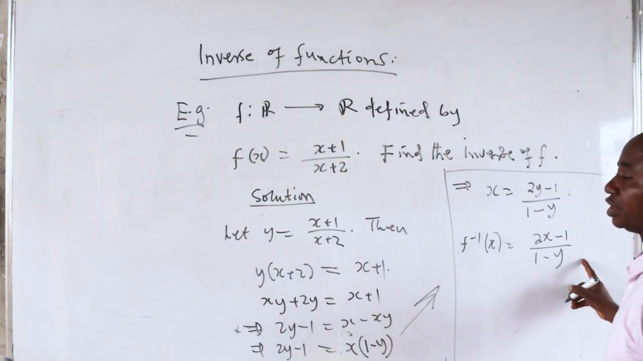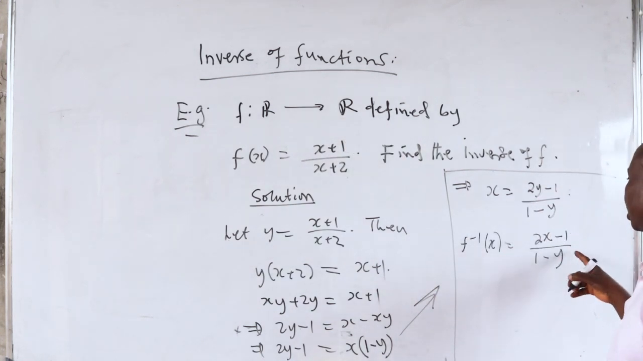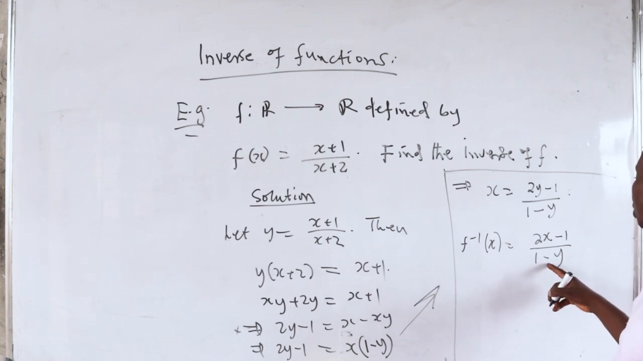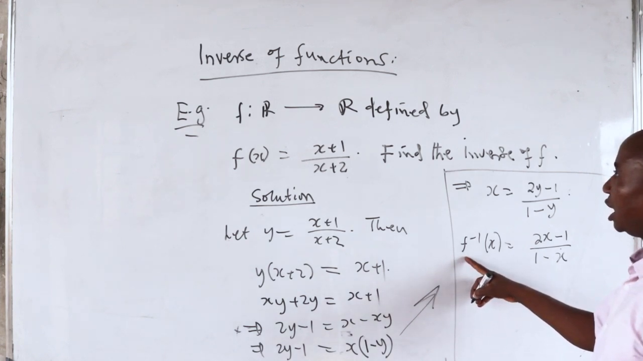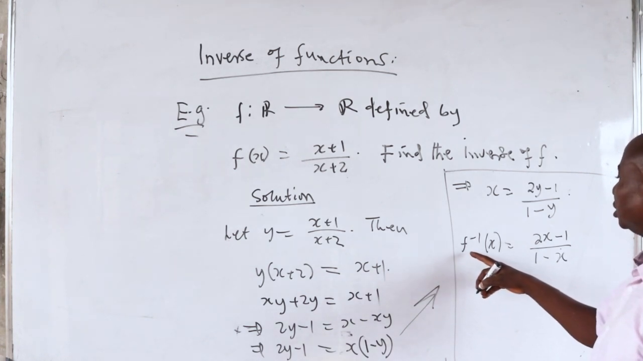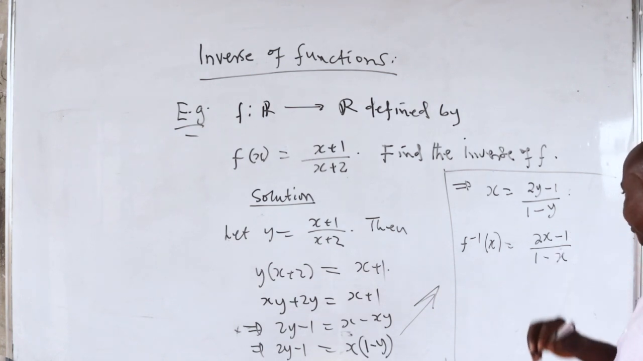Now this is our new function. Observe again that the domain of this new function does not include y equal 1. Okay, because at y equal 1 we have 0 and then there's a problem here. Sorry, it doesn't include x equal 1 rather. Okay, so this is what we got as our inverse function.